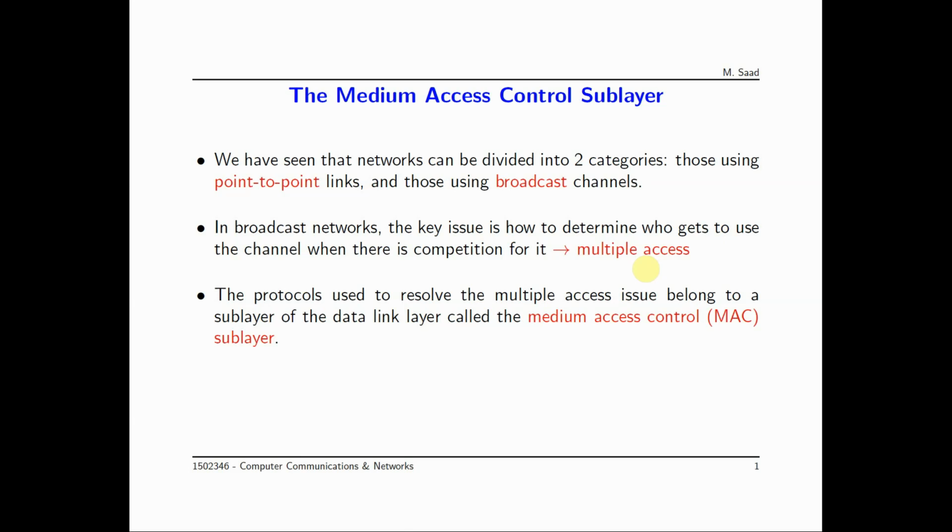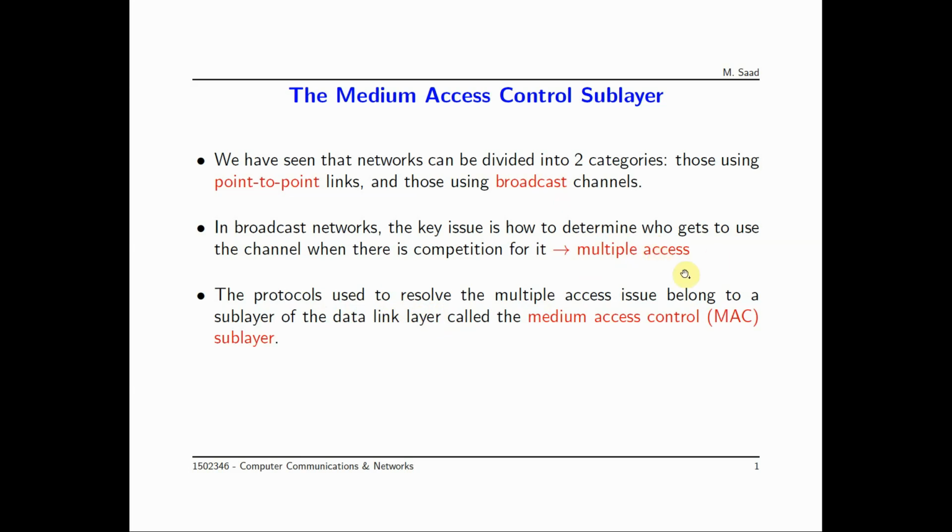Now, the question is, which layer is responsible for implementing multiple access techniques, techniques that avoid collisions, techniques that organize transmissions in a broadcast network that has a shared communication medium? It is basically the data link layer. So in general, the data link layer is responsible for solving the multiple access problem, implementing multiple access techniques that organize who transmits when so that we avoid collisions.